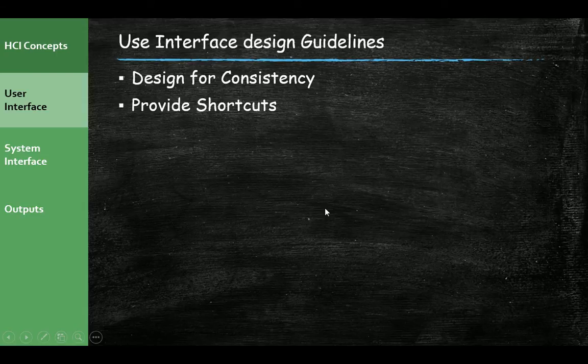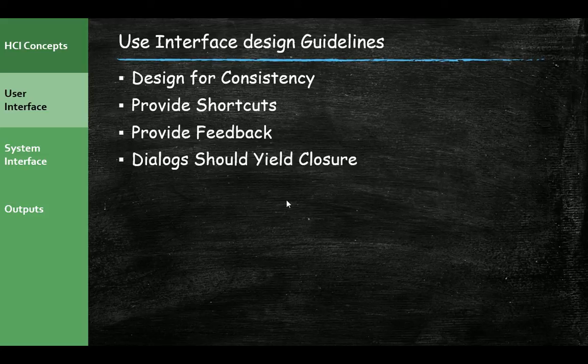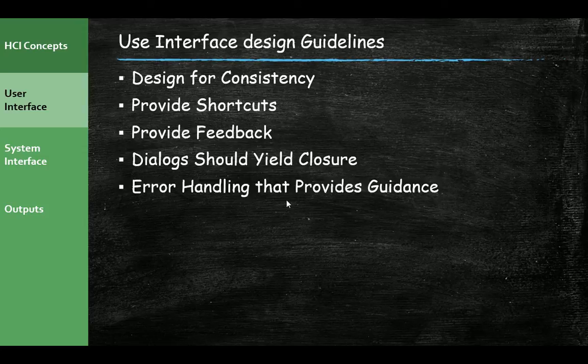So we want to design for consistency, provide shortcuts when necessary, and provide feedback to the user so they know what's going on. If the user is waiting for something, we should tell the user that they're waiting. Dialogue should yield some kind of closure, so they should know that they've completed their task. Error handling should provide some kind of guidance. If something went wrong, it should tell the user why and how it went wrong.